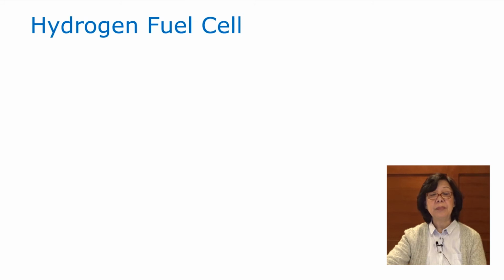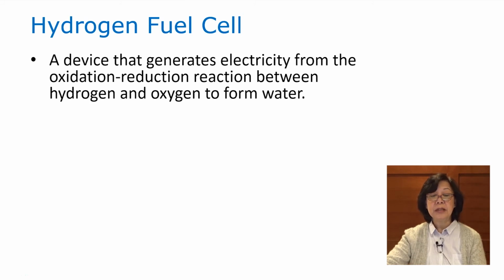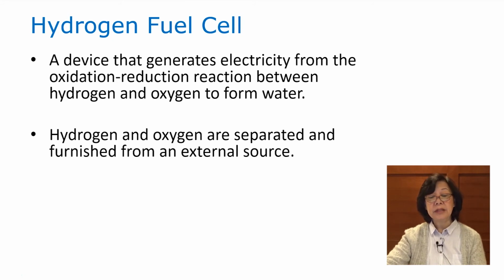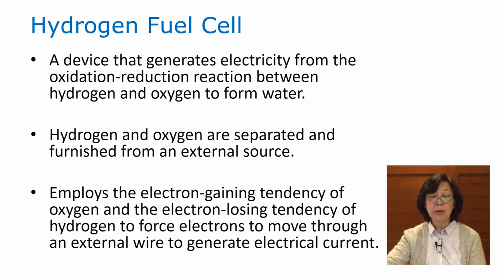Another very popular upcoming cell is the hydrogen fuel cell. It is a device that generates electricity from the redox reaction between hydrogen and oxygen to form water. Now, in the cell, the hydrogen and oxygen are separated and furnished from an external source. We will employ the electron gaining tendency of oxygen and the electron losing tendency of hydrogen to force the electrons to move through an external wire to generate electrical current.